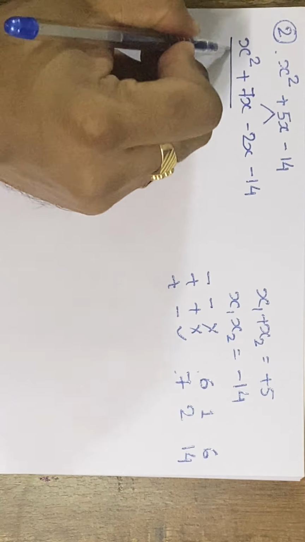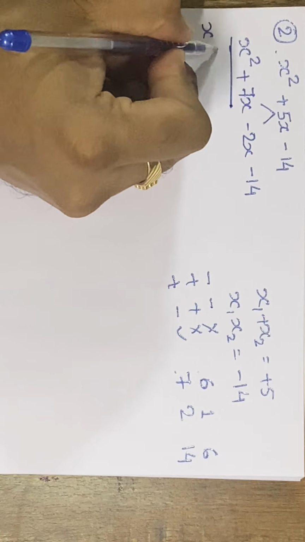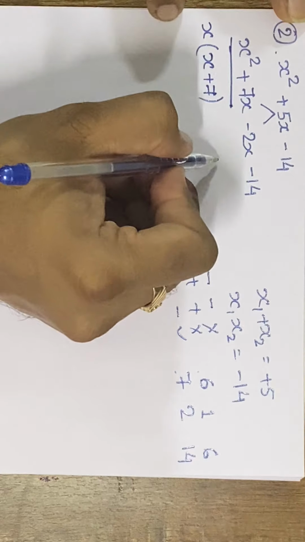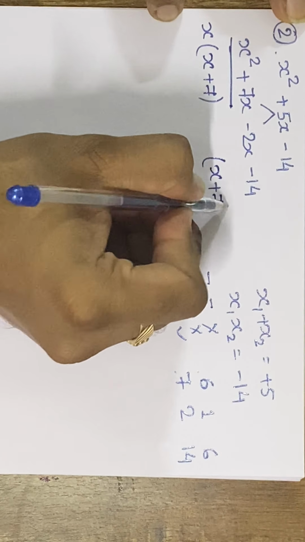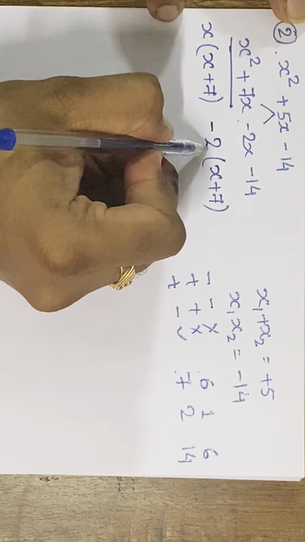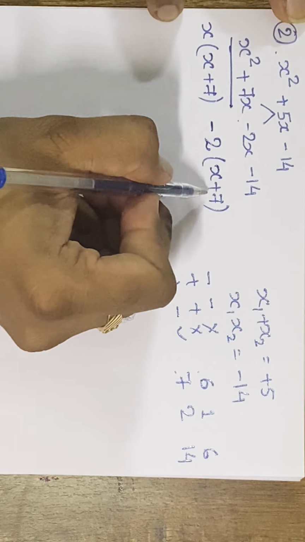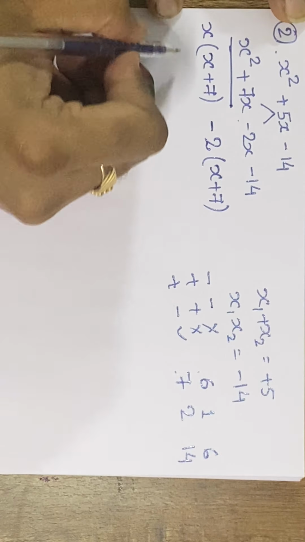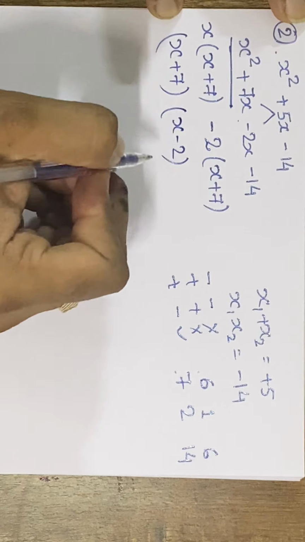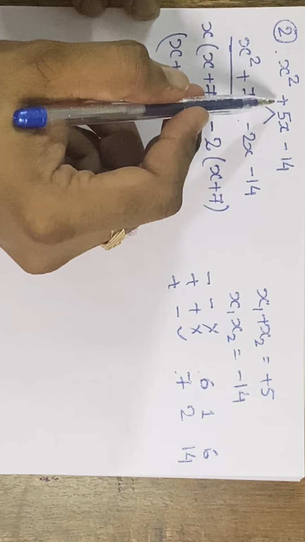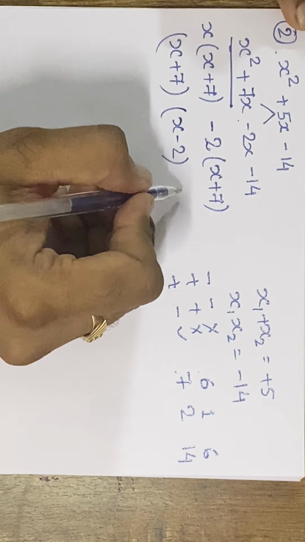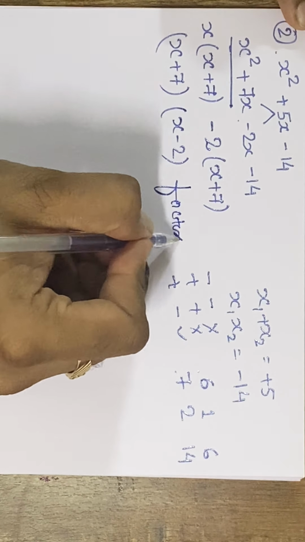Again, take these two terms and take x common, inside x plus 7. Whatever is written here, just go and write it here, x plus 7. To make minus 2x, I have to multiply it by minus 2. And you see minus 2 into 7 becomes minus 14. Now x plus 7 will be common, and x minus 2. So for x squared plus 5x minus 14, x plus 7 and x minus 2 are the factors of this.